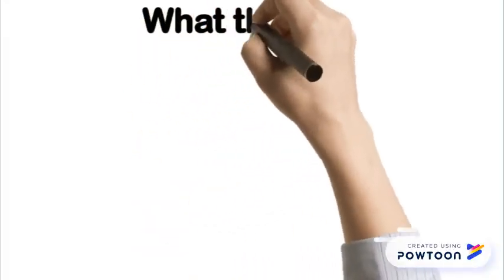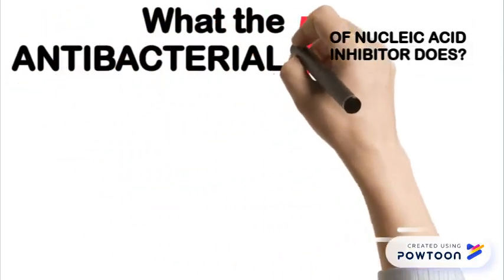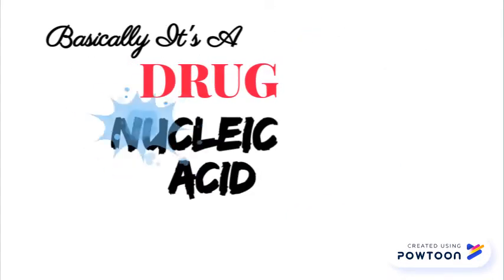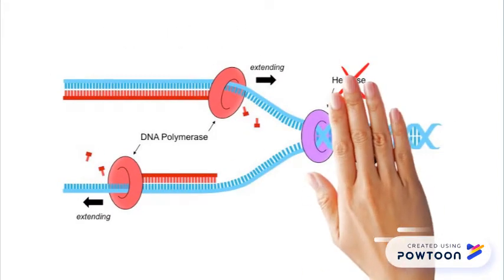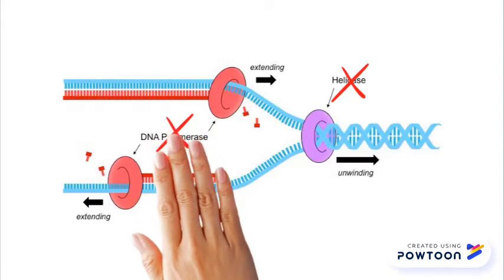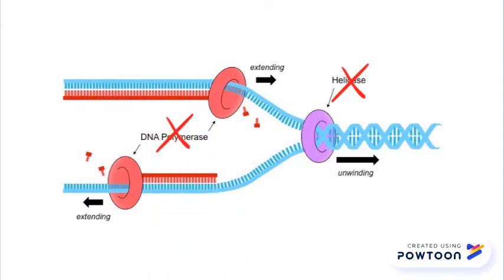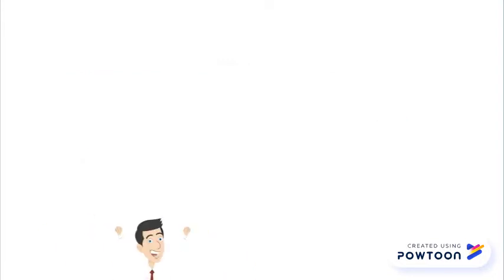What does an antibacterial nucleic acid inhibitor do? Basically, it's a drug that inhibits nucleic acid synthesis function by inhibiting the DNA polymerase, RNA helicase and RNA polymerase to block replication or transcription.